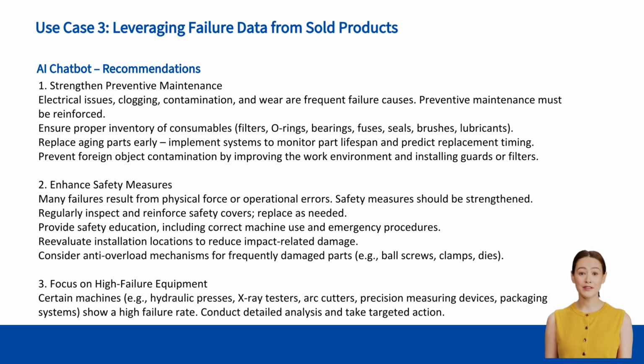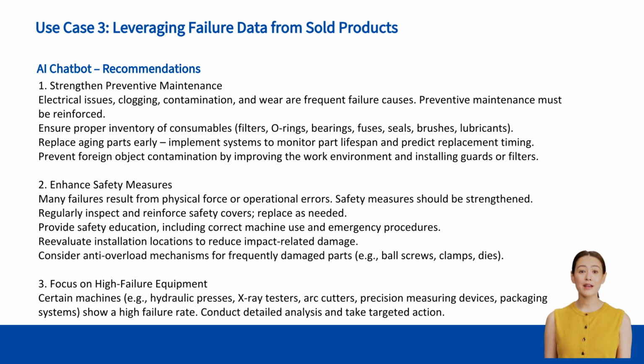Second is enhancing safety measures. Many failures are caused by improper handling or accidental force. The AI recommends reinforcing safety covers, improving training for workers, and reconsidering where machines are placed to minimize the impact from collisions. Finally, focusing on specific high-failure equipment.